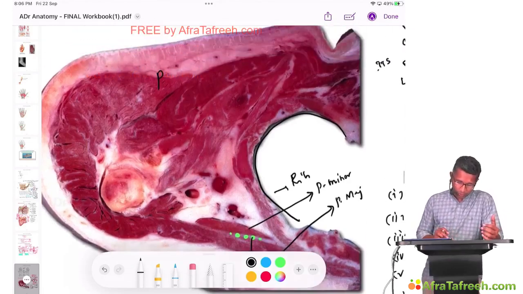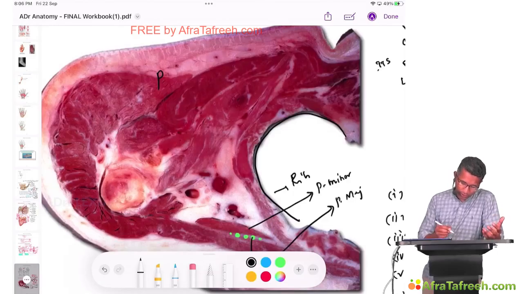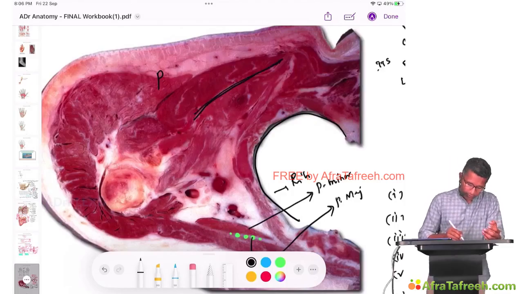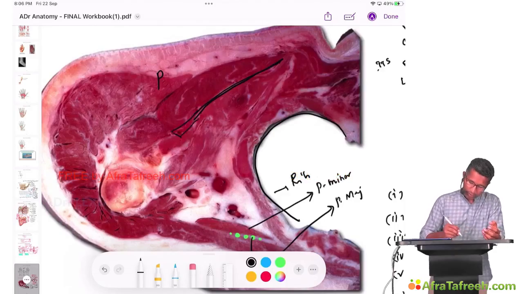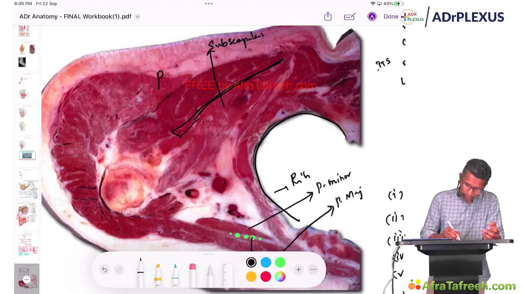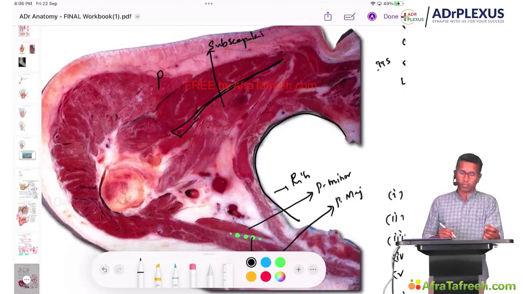And when you go to the posterior side, you see a thin bone here. The thin bone is nothing but the body of the scapula. Now, what does this muscle represent? This muscle represents the subscapularis muscle.